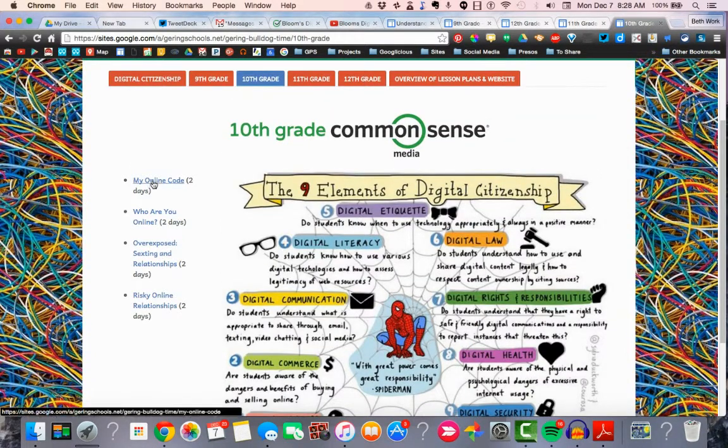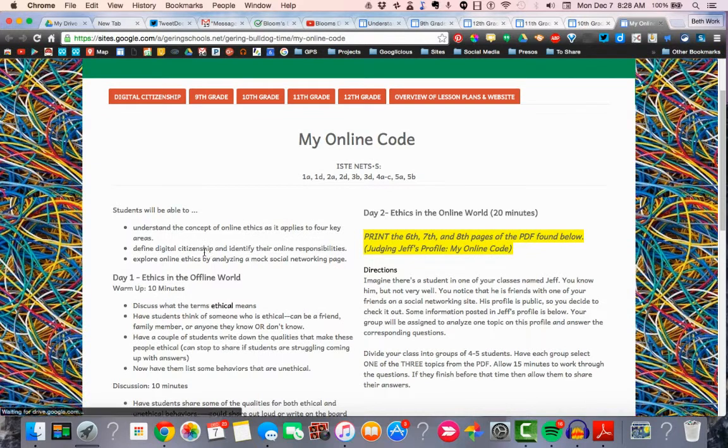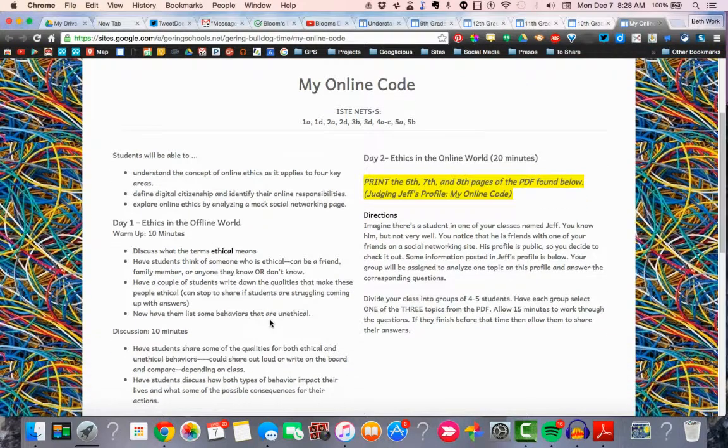So I'm going to go ahead and open my online code, which is the first lesson here. And this is where you'll find more of that. Here's what you're supposed to do day one. Here's what you're supposed to do day two. The printouts that you were either given or printed off on your own, they don't tell you what you're supposed to do. So I had a lot of teachers looking at that and saying, that's way too much information to go through. So come back here.